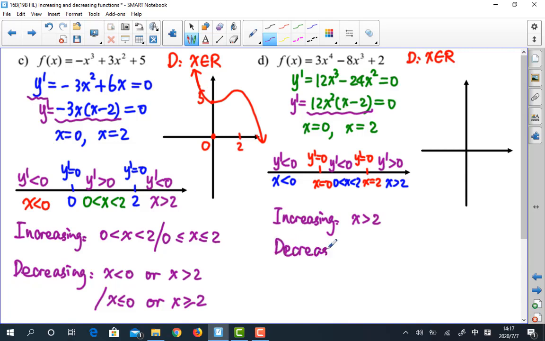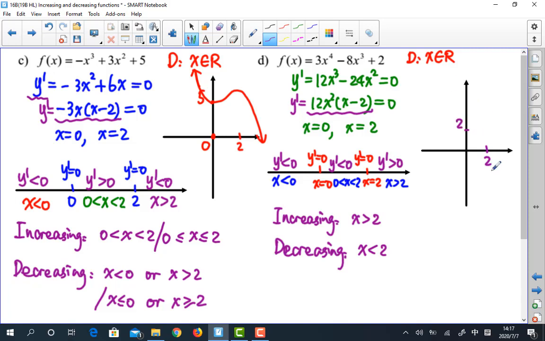Decreasing interval should be x is less than 0 or x is between 0 and 2. If you include this x equals 0, anyways, it should be x is less than 2, or x is less than or equal to 2. That's the decreasing interval. So you will have increasing on the right side of 2, decreasing on the left side of 2. And if you really want to sketch this graph roughly, we need to find the y-intercept. Let's say x equals 0, so y equals 2. So this y equals 2 is the y-intercept.